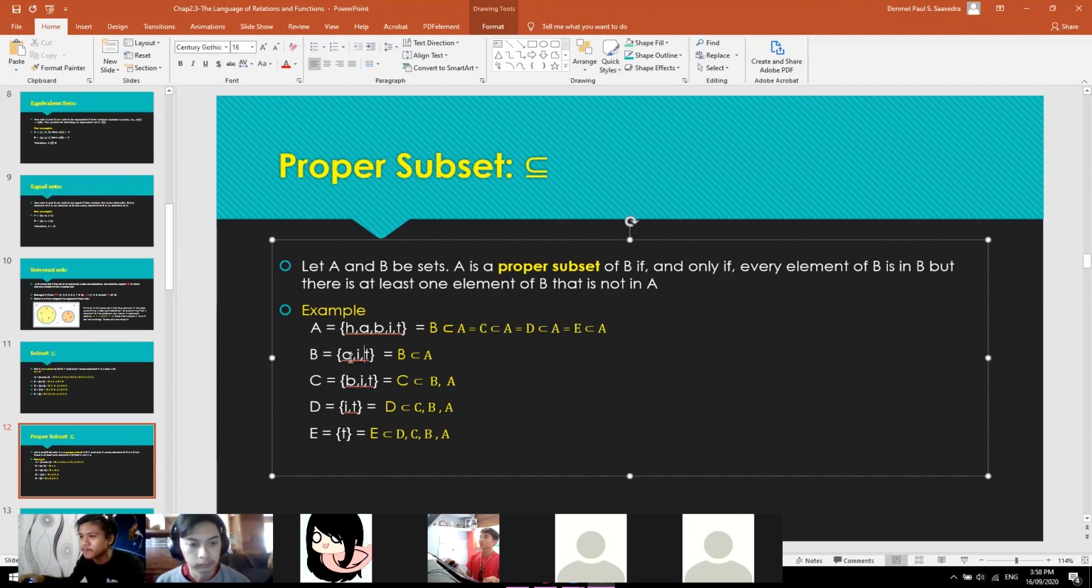Like for example, this one. So, this one is a proper subset of letter A. Since wala tayong H, wala rin tayong letter B. So, pwede ako magdagdag dito. Isa lang, let's say H. Ayan. Pero hindi ko na pwedeng idagdag yung letter B kasi hindi na siya magiging proper subset. Okay? Subset na siya, pero hindi na siya proper subset. So, dapat merong isang wala dito sa letter B na hindi mahanap dito.